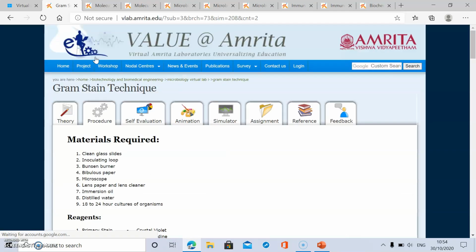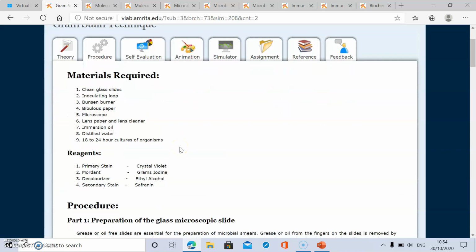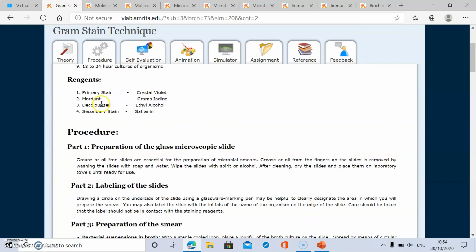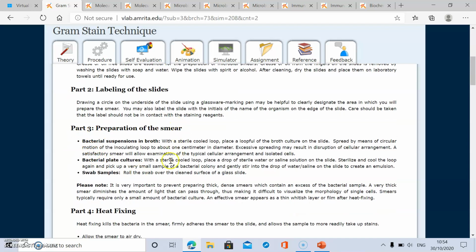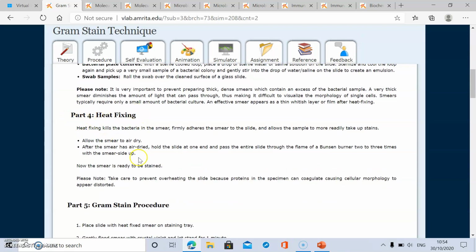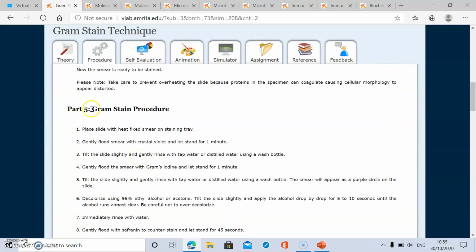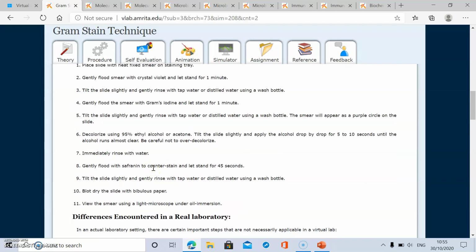Then we click on procedure, and here are the materials required. This is the list. Then reagents required: primary stain, mordant, decolorizer, and secondary stain. And the procedure: first part, preparation of the glass microscopic slide. Next, labeling of the slides. Third, preparation of the smear. Number 4, heat fixing. And here part 5, the Gram staining procedure, is given.